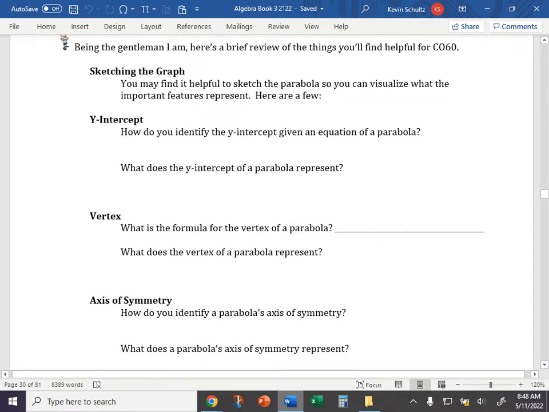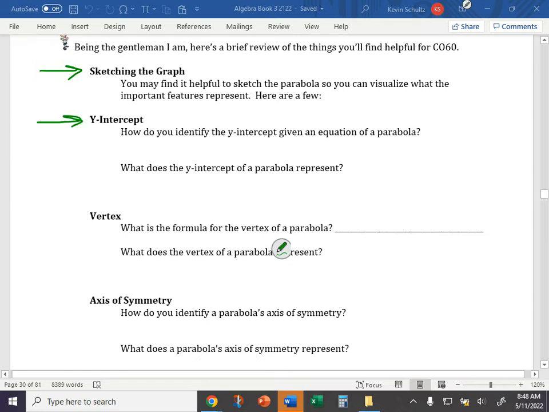Being the gentleman that I am, here's a brief review of the things you'll find helpful for CO60. When you come across a word problem, obviously the parabola may not always be given to you. So sketch it, right? Back in CO53, we talked about how to sketch. Looking at a minimum, a maximum, the Y-intercept. You just get a rough estimate. Does it open up? Does it open down? Kind of to get an idea of what your parabola is supposed to look like. Okay, that will help you when you start to work with it a little bit.